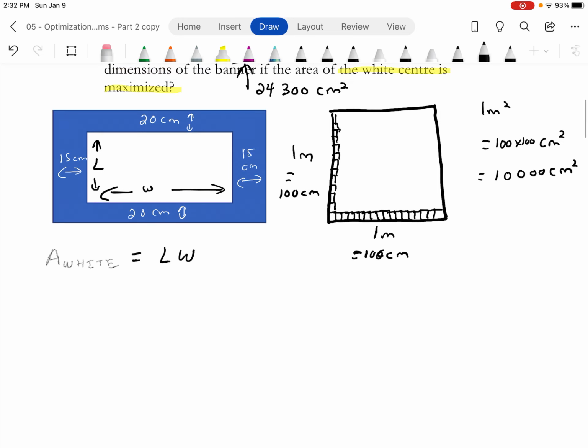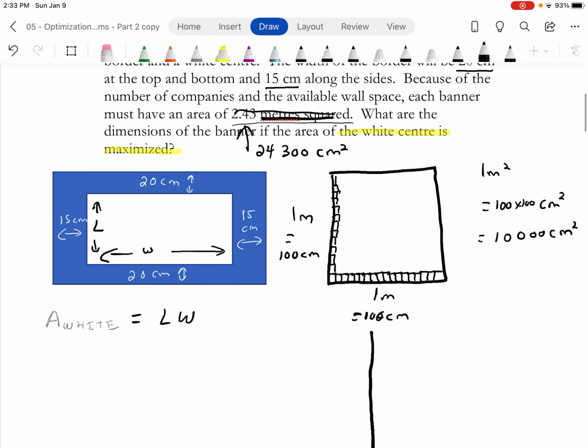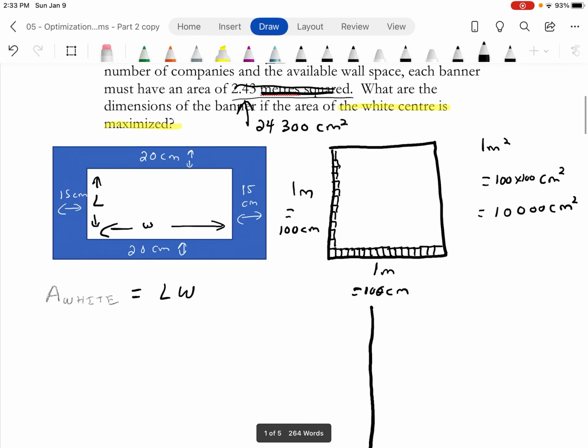I really like doing this kind of work off to the side because it reminds me I'm doing side work. I'm not really doing the question over here. I'm just doing the side work necessary to be able to do this question. And this side work says that the whole banner's length would be L plus 40.